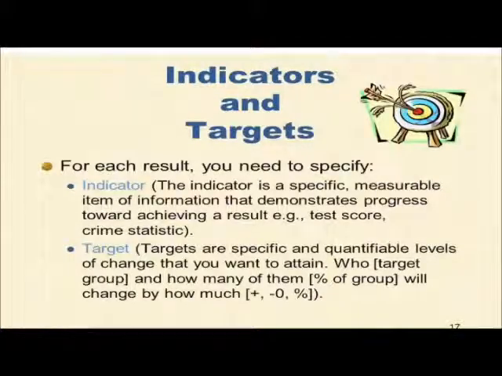Now, within each of the objectives, we should also further break it down and look at their specific indicators and targets. An indicator is a specific item or thing that will demonstrate the progress in achieving the result, such as your test score, or some of the crime statistics in the community. Those are the indicators. And a target is how good is good enough, and what level will satisfy you.